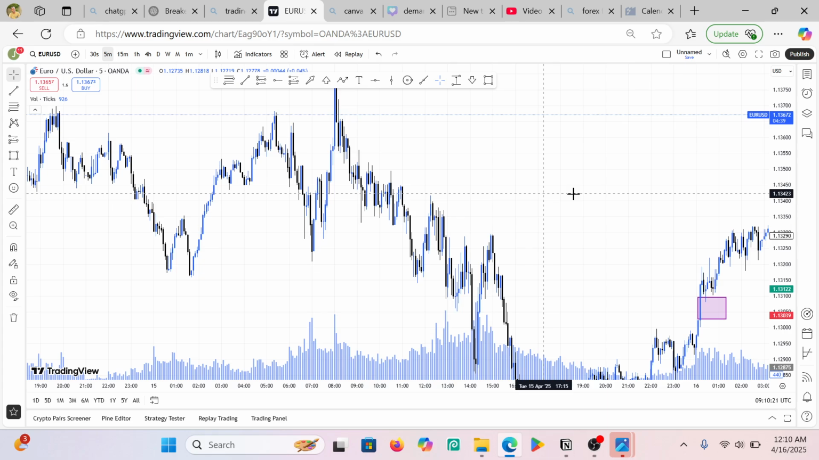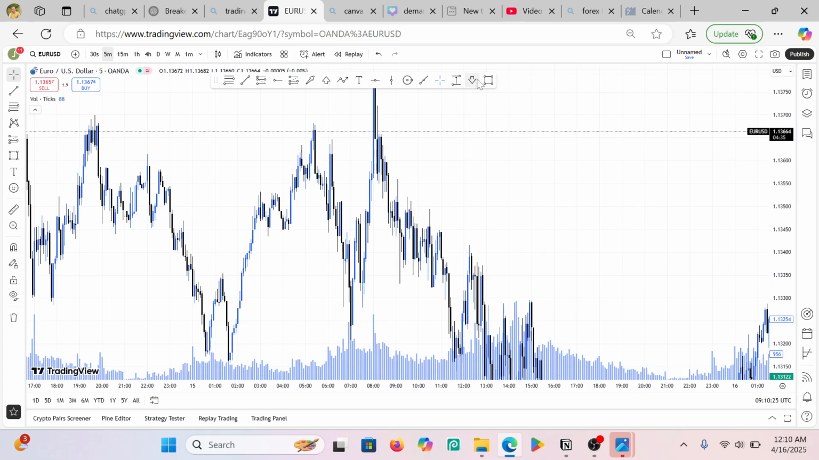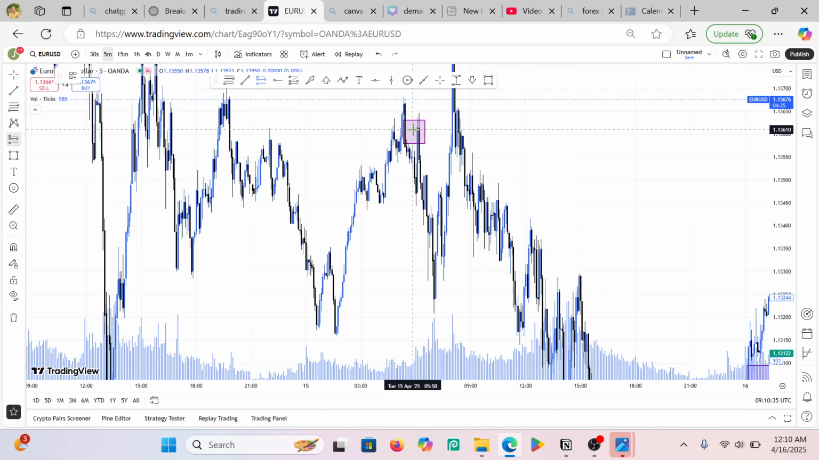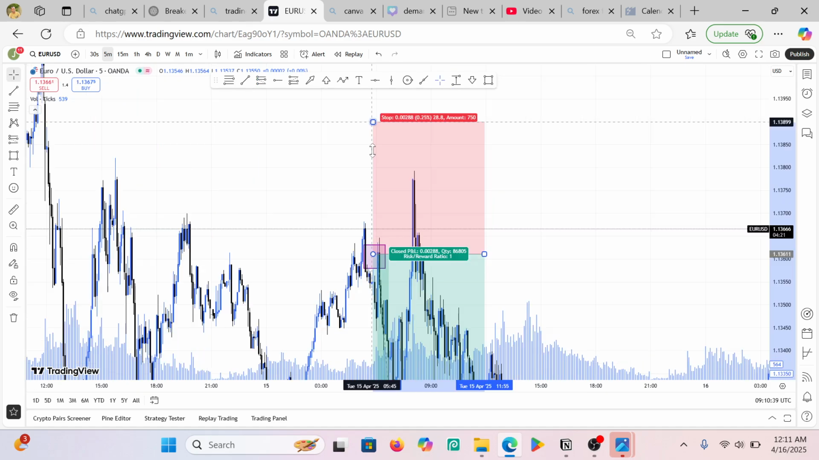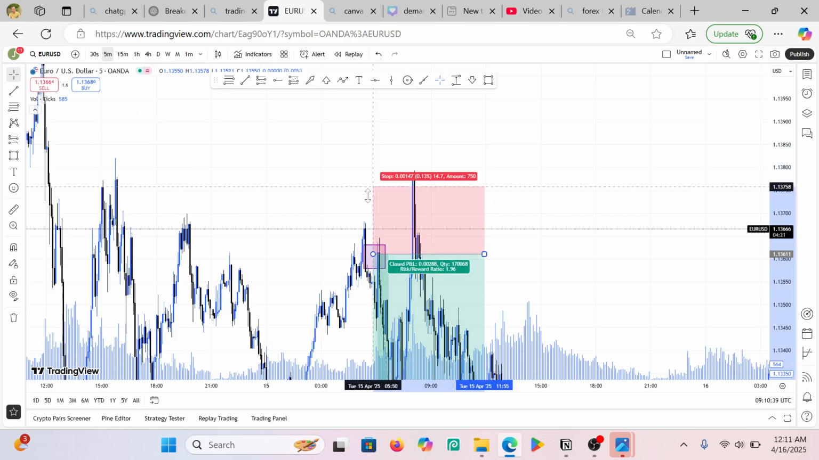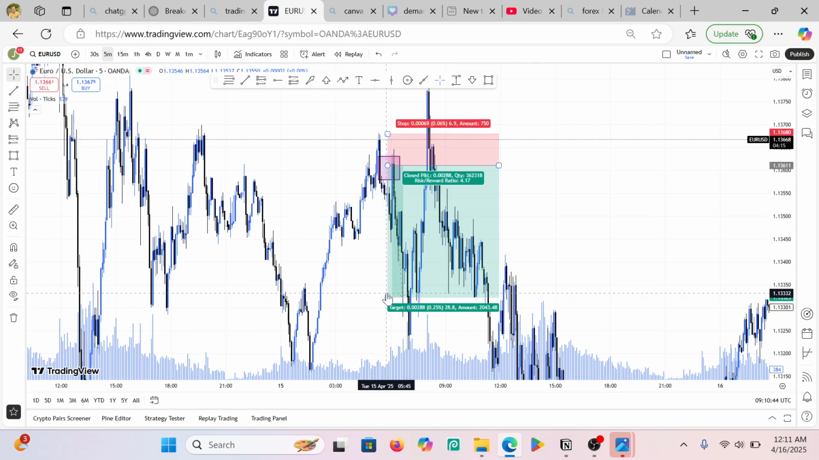It's another fair value gap here, the candlestick formation. The market came here and bought. The market came here and bought. Yes, your stop loss above here. You take profit at least 1 to 1. Yeah, that's even enough. This is enough.